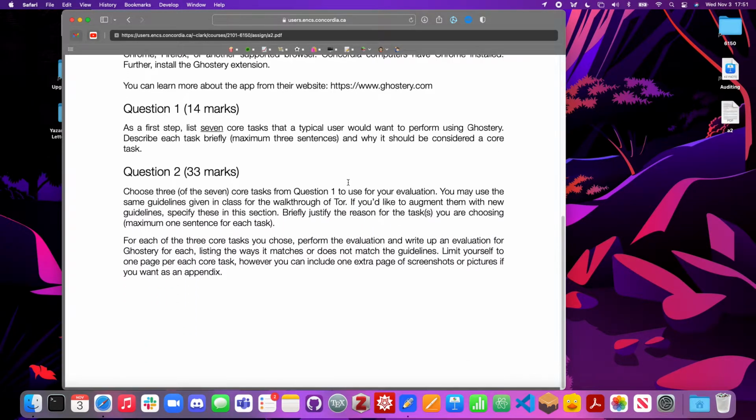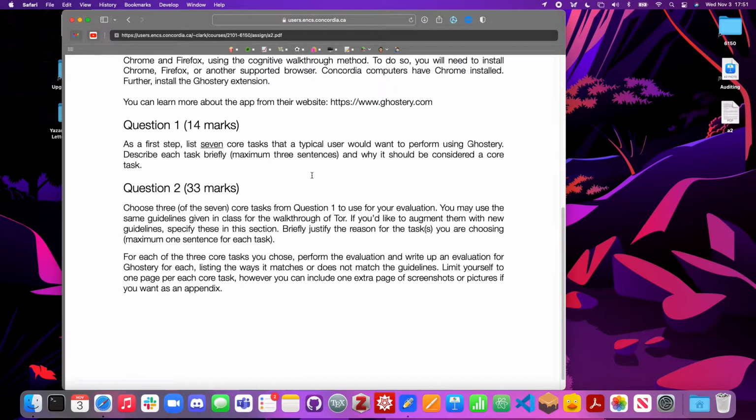And so what you'll do is you'll come up with the core tasks. So you're going to come up with them yourself. So what would someone want to do that wanted to use this tool? What would be the different things that they might want to do? Justify why they're a core task. And then what you'll do is you'll do the actual walkthrough on 3 of them.